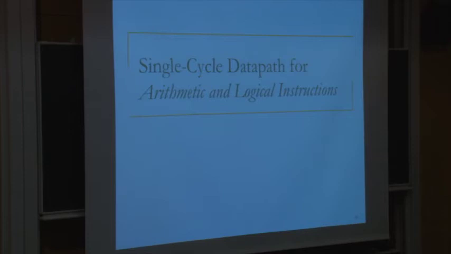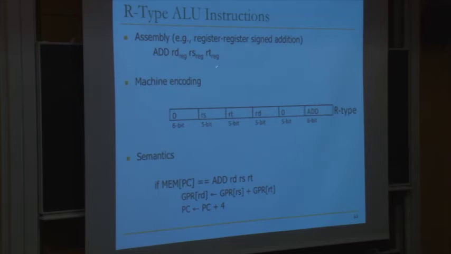It's fun. Let's take a look at this for arithmetic and logical instructions. This is an R-type ALU instruction. Let's take a look at how the data path works for those instructions. And this is what the instruction looks like. This is really where your opcode is. Actually, this is the opcode, but this is the function, as MIPS calls it. You can think of a machine that interprets the instruction this way. If the memory location at this program counter is equal to this, add RD, RS, RT, then the machine should do this. The value of destination should be the value of the source plus the other source, RT. And program counter should be incremented.